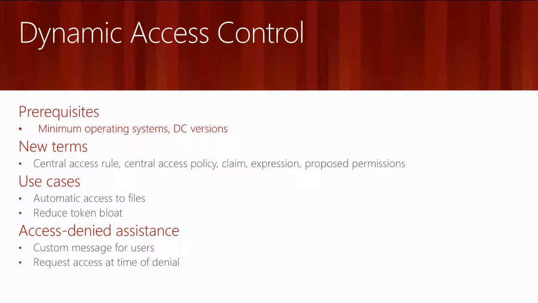And then I think the proposed permissions. I don't know if you guys heard of that. So when you're setting up DAC, one of the things you can do is proposed permissions. So you're putting all these expressions in place, and you're trying to kind of figure out if this is going to work or not. You can use proposed permissions to kind of get a feel ahead of time before you actually implement it.